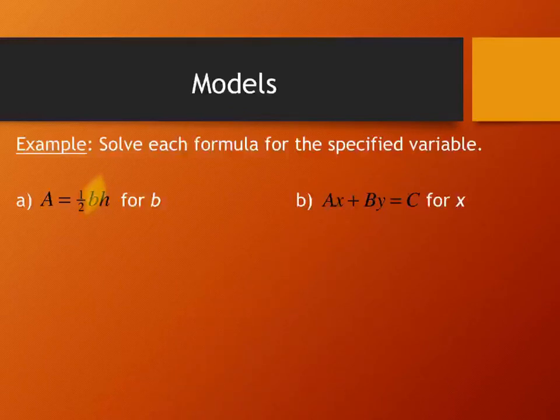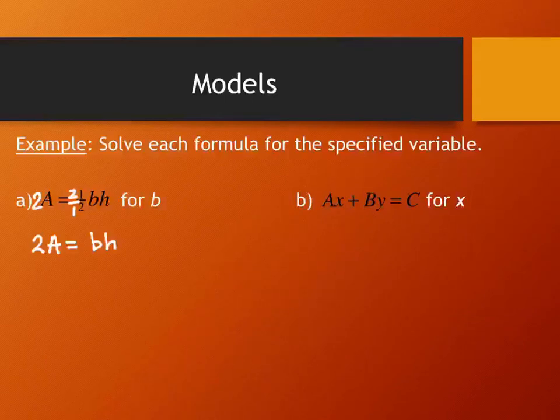Now, while we could divide by 1/2, division by fractions looks kind of messy, and we've learned other ways to deal with that. Instead of dividing by 1/2, we can multiply by the reciprocal. So the reciprocal is 2/1 or just 2. So the first thing I have is that 2a is equal to bh.